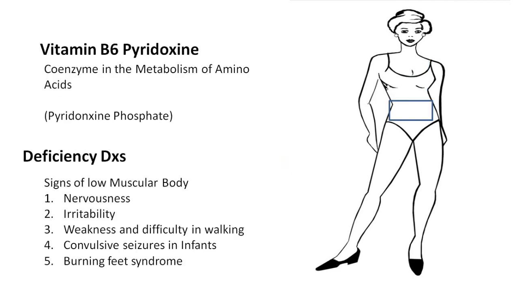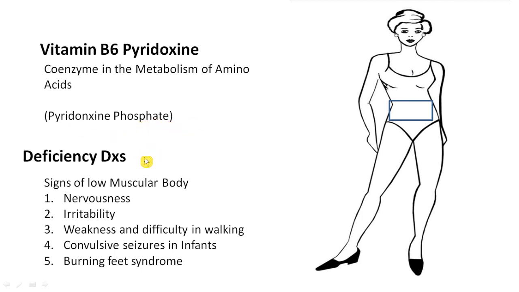Now the next one, vitamin B6, which is pyridoxine. Again, coming a little bit downward where you have the intestine. Now it's a coenzyme which is essential in the metabolism of amino acids. You know, the amino acids are absorbed in the intestine. So you can remember that it is the coenzyme essential in the metabolism of amino acids, and the coenzyme that is used is called pyridoxal phosphate.